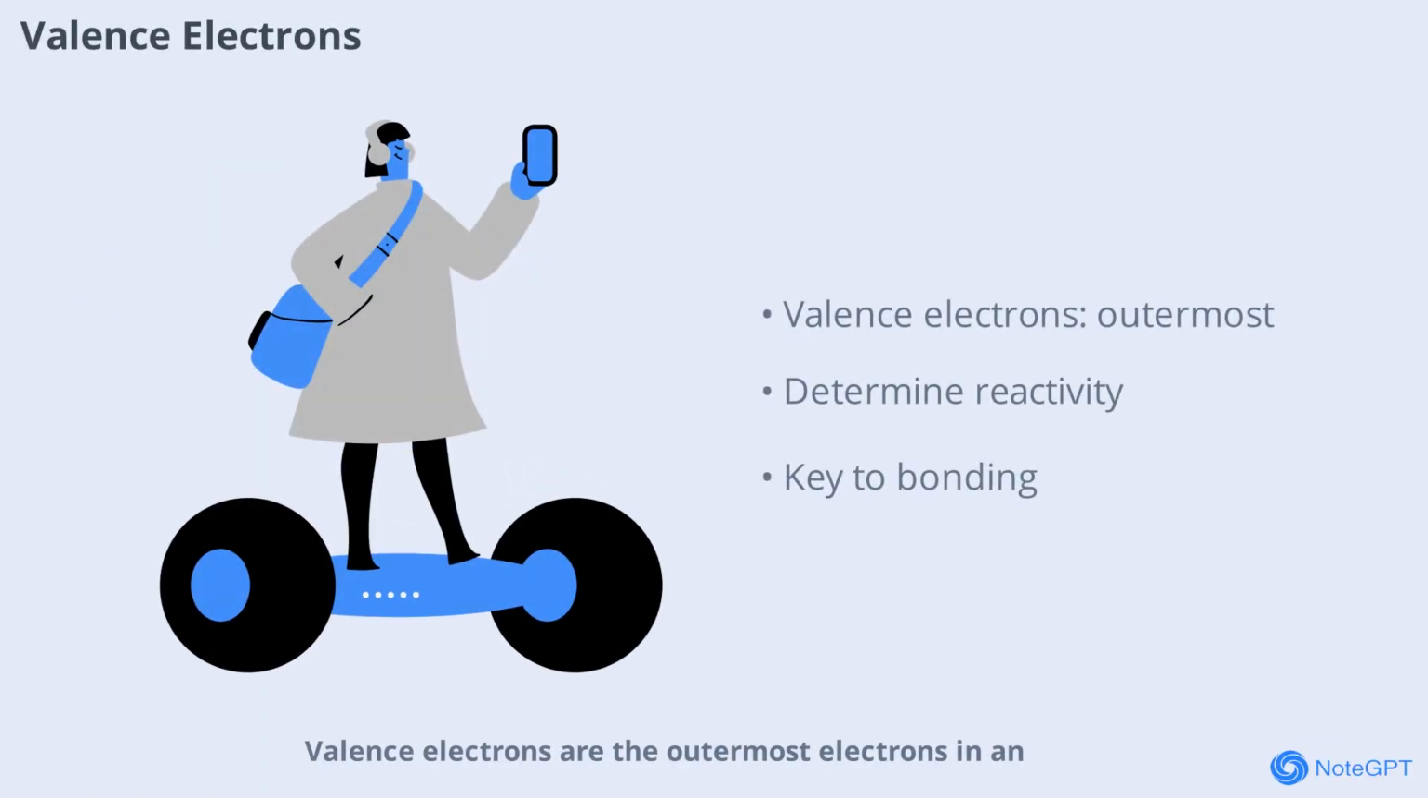Valence electrons are the outermost electrons in an atom and play a key role in chemical bonding. The number of valence electrons determines an element's reactivity and the types of bonds it can form. Understanding electronic configuration helps us identify valence electrons quickly.